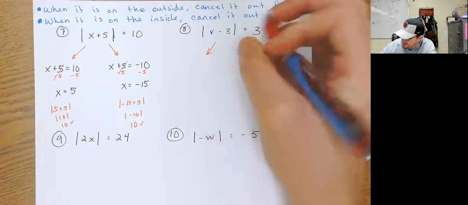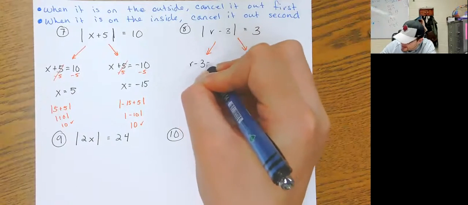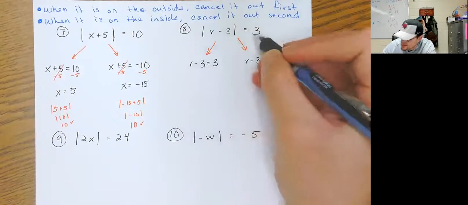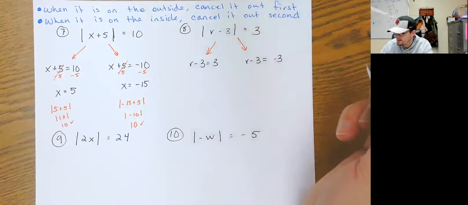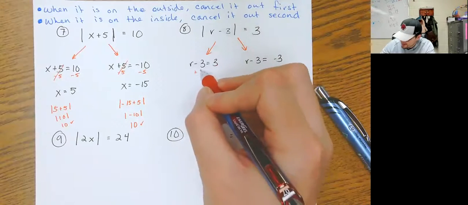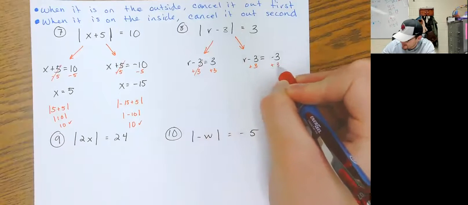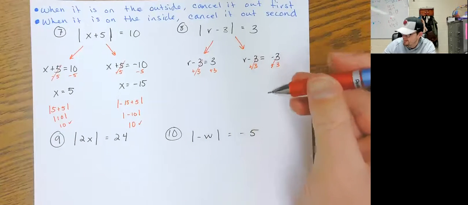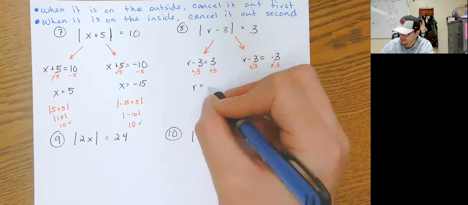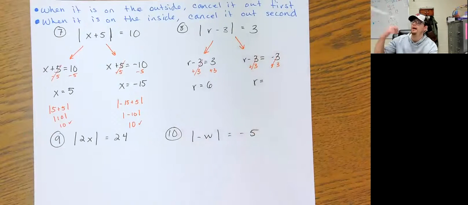So I can separate it out. I get r minus 3 equals positive 3, or I get r minus 3 equals negative 3. All right. How do I cancel out subtraction with addition? So plus 3 cancels out. Same thing here, plus 3 cancels out. So over here, I'm going to get r equals, what's 3 plus 3? 6.